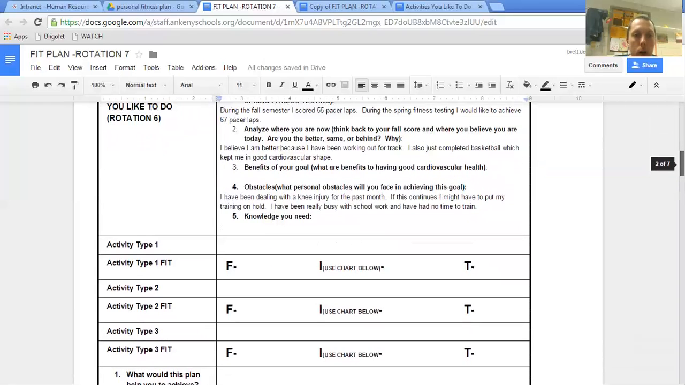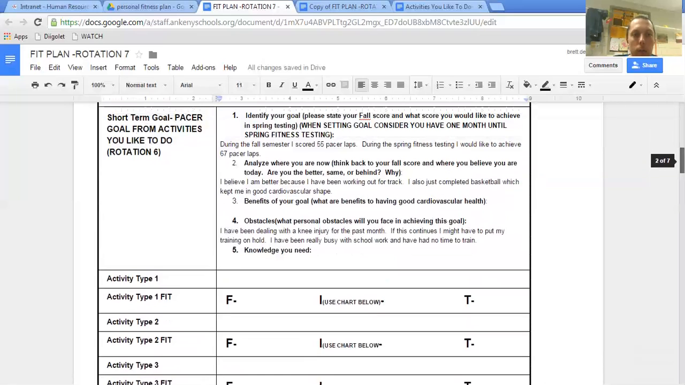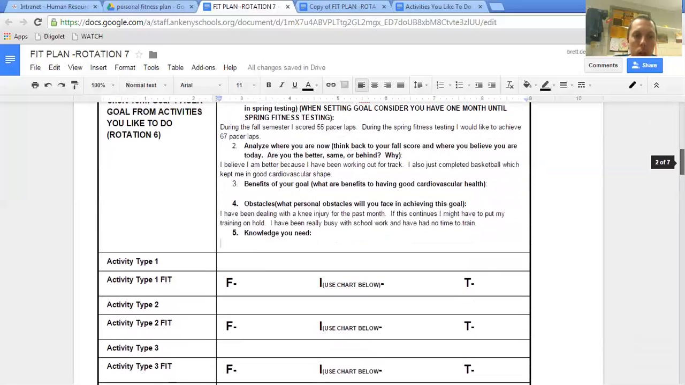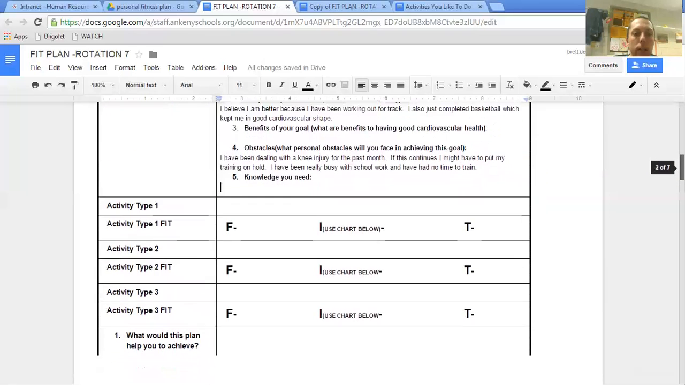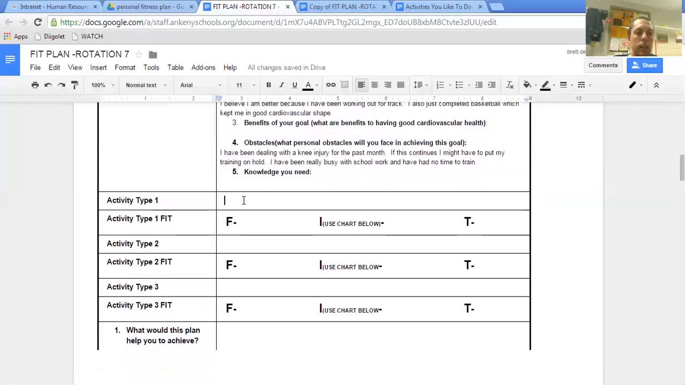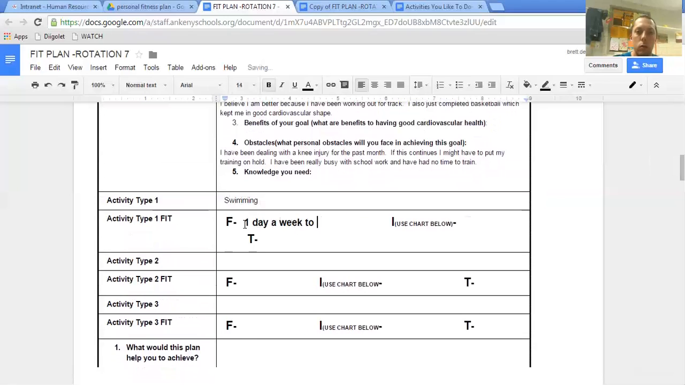Okay, so remember, for the next month, before fitness testing, I need to come up with 3 different activities. For activity type 1, let's say I have a membership to the Y, and I want to do swimming as my activity. Okay, so what's my frequency? Well, my goal is to have at least 1 day a week to swim.